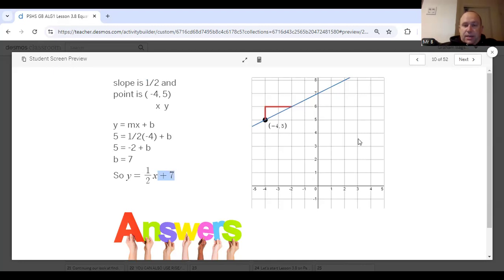And you should check your answer on Desmos as well. Type in the equation what you think it is. That's this line that you can see here. Also type in the coordinate and just make sure that that coordinate does indeed pass through that line, as the question asks you to do.